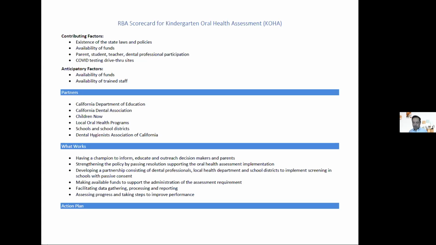So when anyone is doing a school-based screening, we are pushing for the use of the KOHA form so that form can then be used for getting information into SCORE. So those are some of the things which I think every county could pursue, and that route would be helpful.